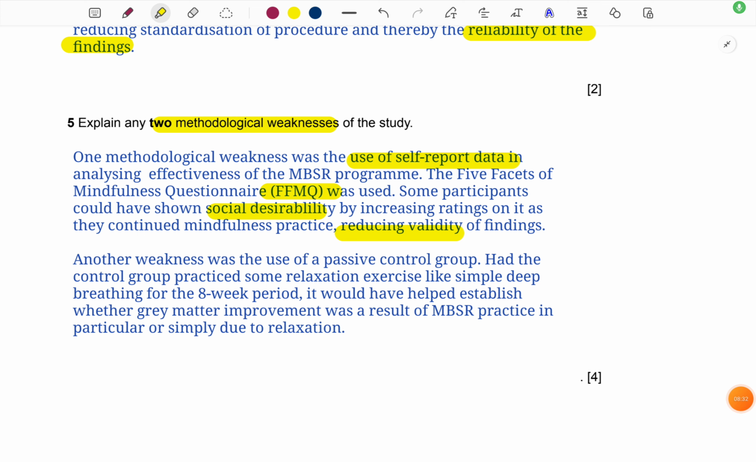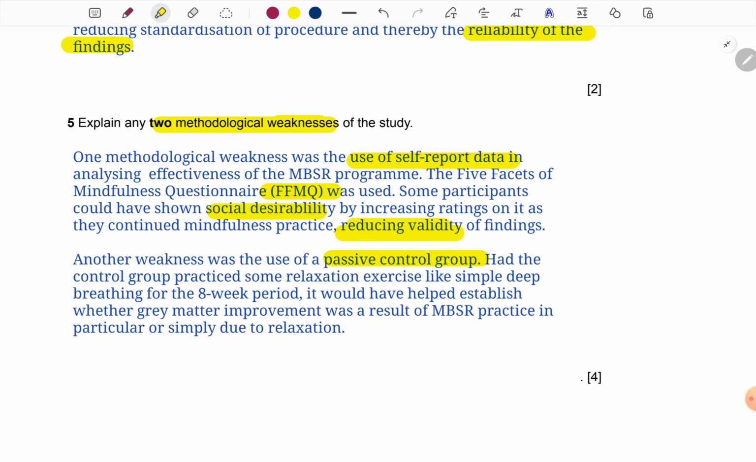And again, one more thing I like to point out here, weakness, and that is why reducing validity is important to mention. Again, we must not just name some issue and leave it at that. Always be complete in your point. So what strength or weakness is there? Always finish with that. Another weakness we could give is the use of a passive control group.